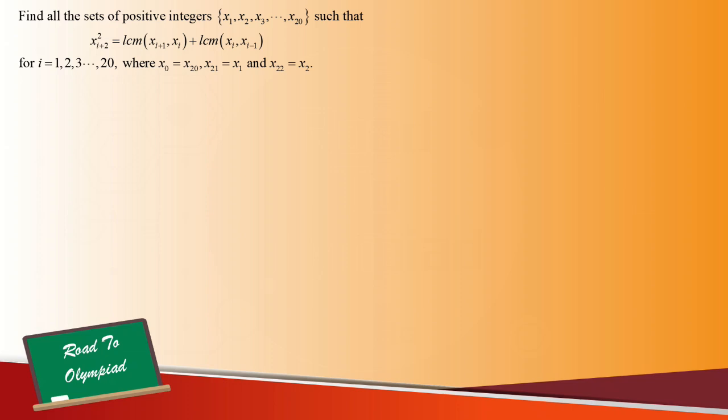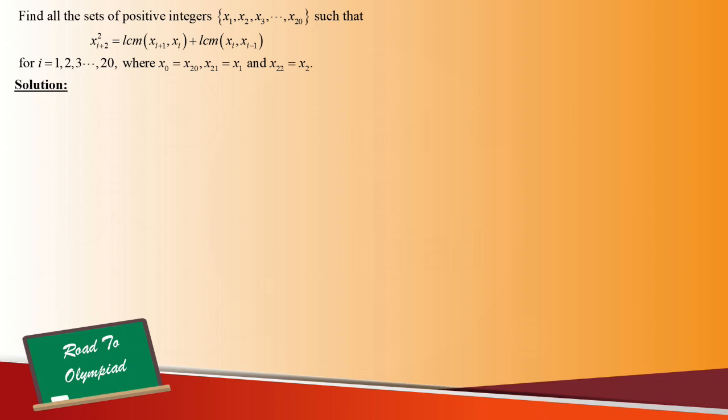LCM has some nice properties to play around with. It is not necessary that the LCM of two big numbers must be greater than the LCM of two small numbers. Can you spot the pattern on the x_i to figure out the set of integers that works? Pause the video if you would like to give this problem a try, and when you are ready, keep watching to learn how to solve it.